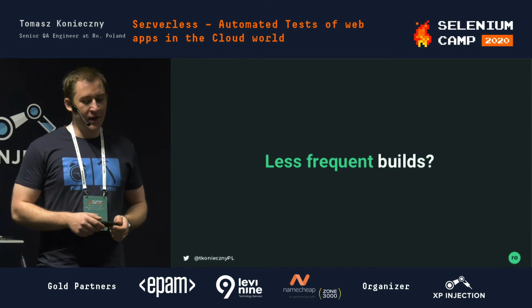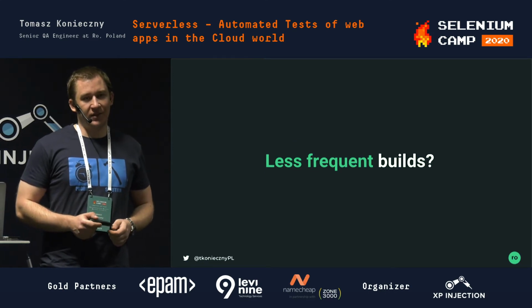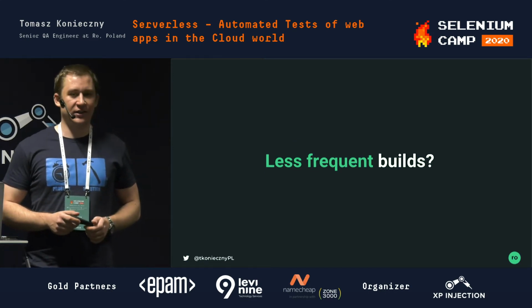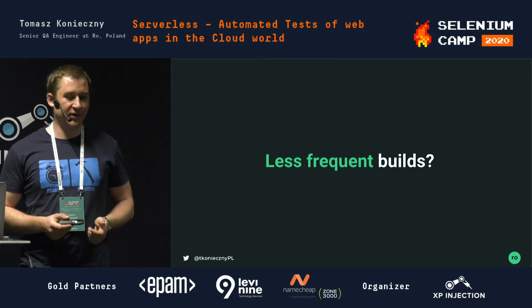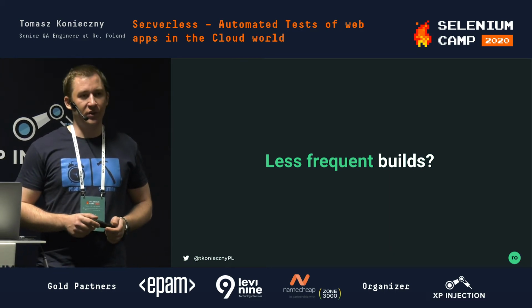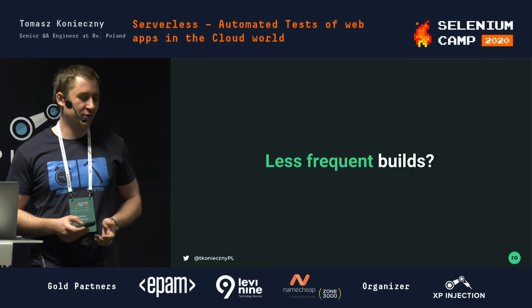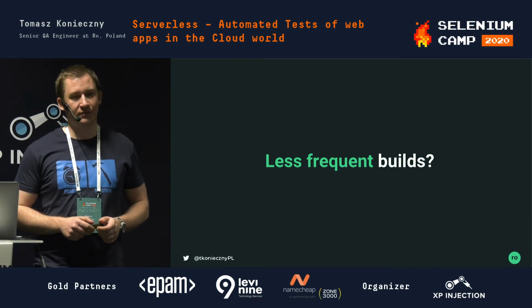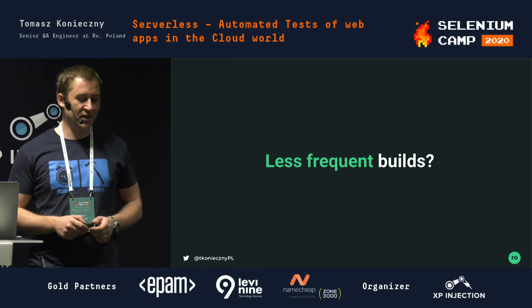working. So maybe less frequent builds instead of running tests every time we push something to our repository or at pull request. Maybe we should run tests just a few times a day. Maybe it would be enough to execute tests every, for example, few hours.